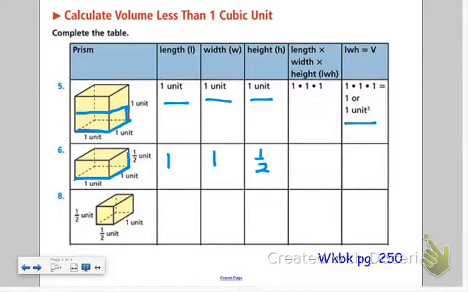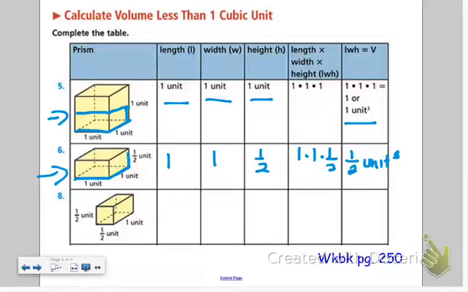So if I apply my length times width times height formula, 1 times 1 times 1/2, or 1 times 1 is 1, and 1 times 1/2 obviously is 1/2. So this one is now half a cubic unit, which obviously makes sense. This whole prism here is half of this cube. It's exactly half. So it's possible to have volume that's less than 1 cubic unit.